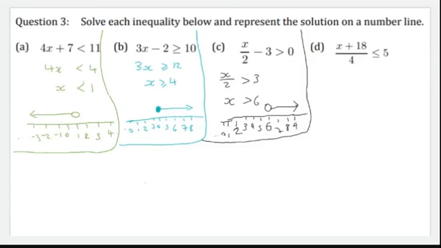Okay, so we multiply by 4 on both sides. What do we get? x plus 18 is smaller than or equal to 20. Then we minus 18 on both sides. So x is smaller than or equal to 2. And then let me draw the number line, and then you can maybe draw the inequality.